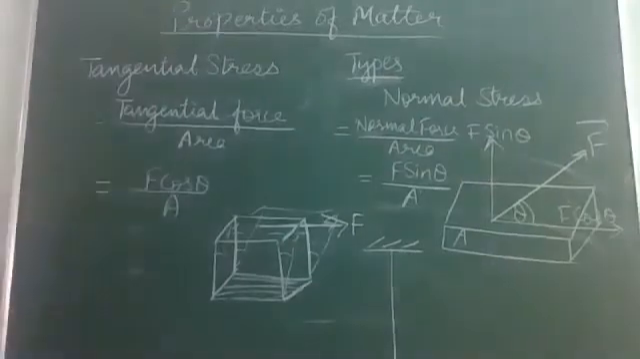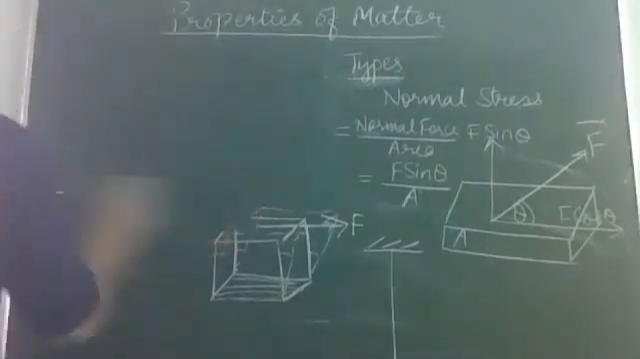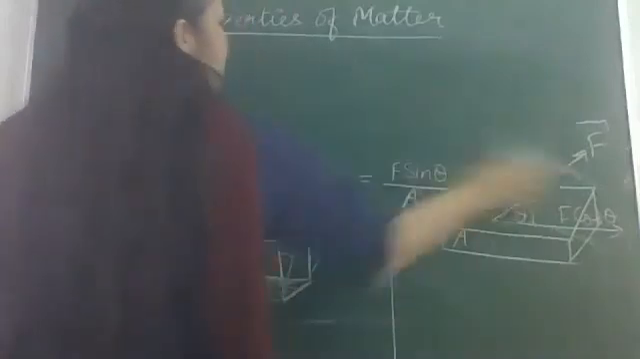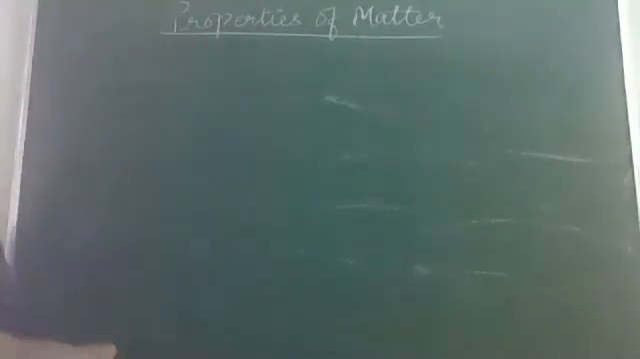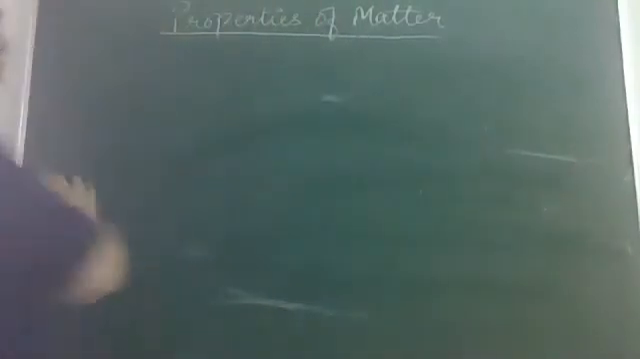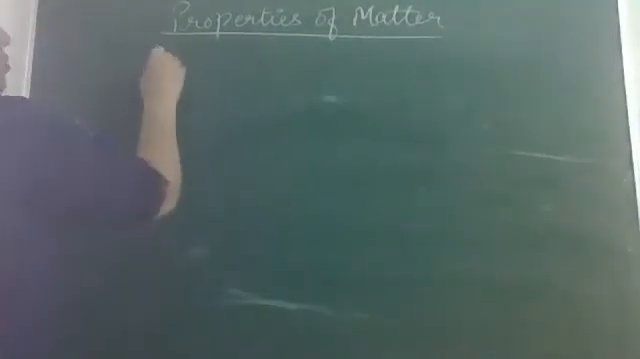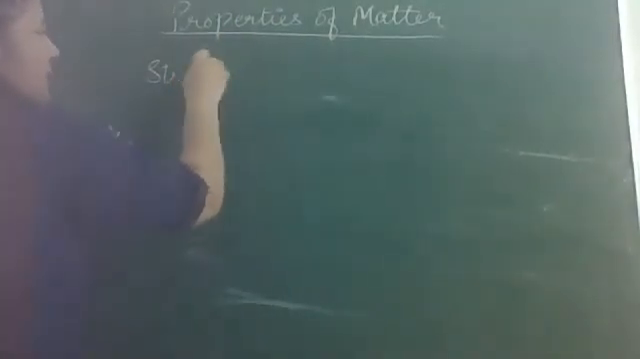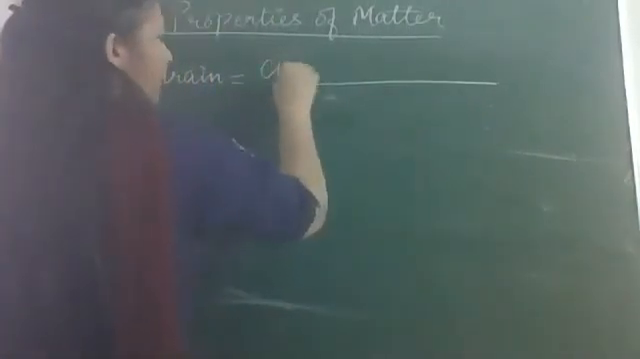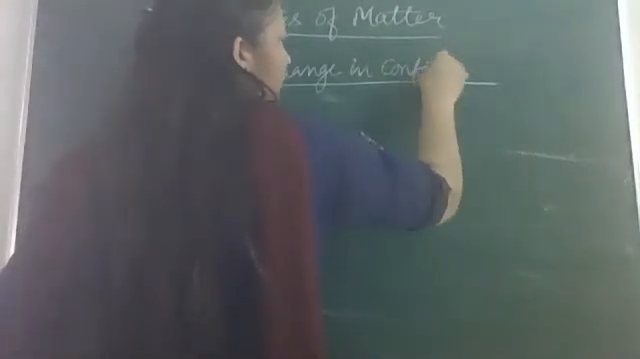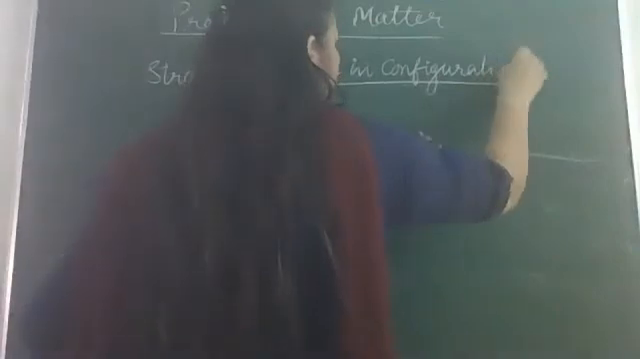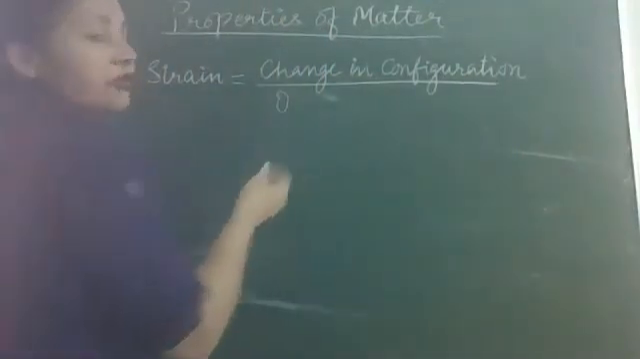Then we come to strain. Next term after stress is strain. You have studied this in dimensions. Strain had no dimension, right? You will remember that. So what is strain? It is defined as change in configuration per unit original configuration. Change in configuration of any object when the deforming forces are applied.